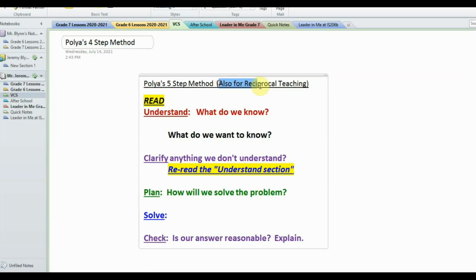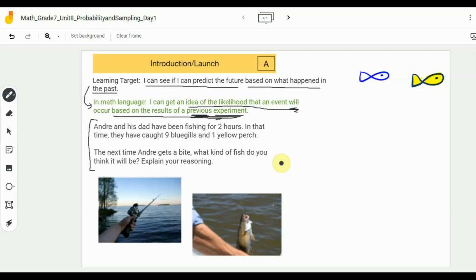Students, if you are using reciprocal teaching, remember at the beginning to read the problem. Then each student takes a turn answering these questions. Then once you've clarified everything, reread what you know and what you want to know. Then plan, solve, and check. Let's do this together as an example.